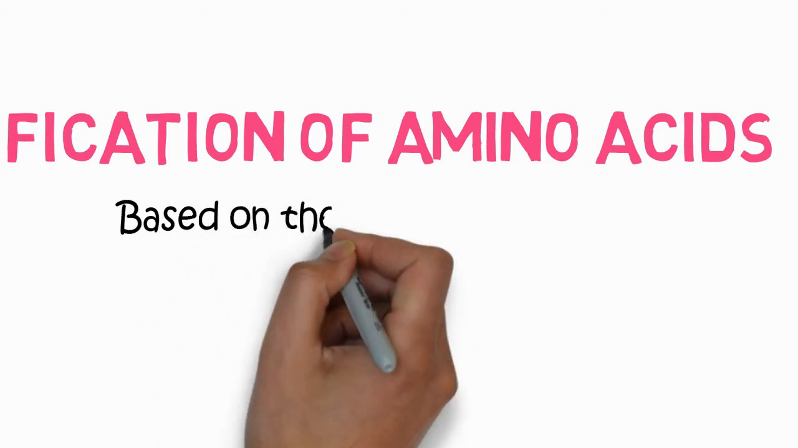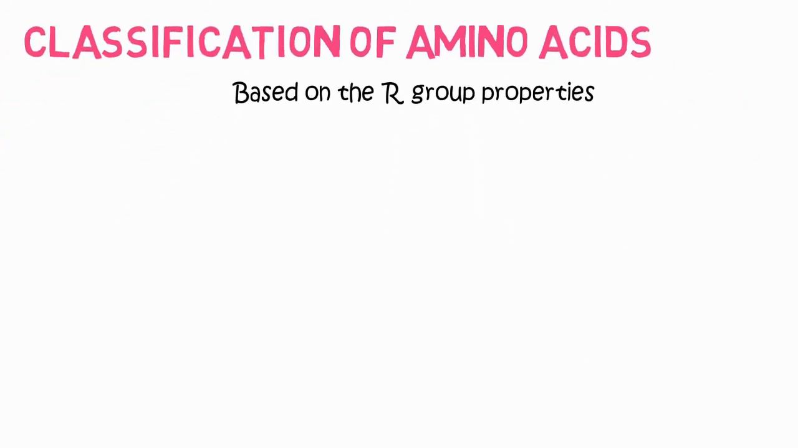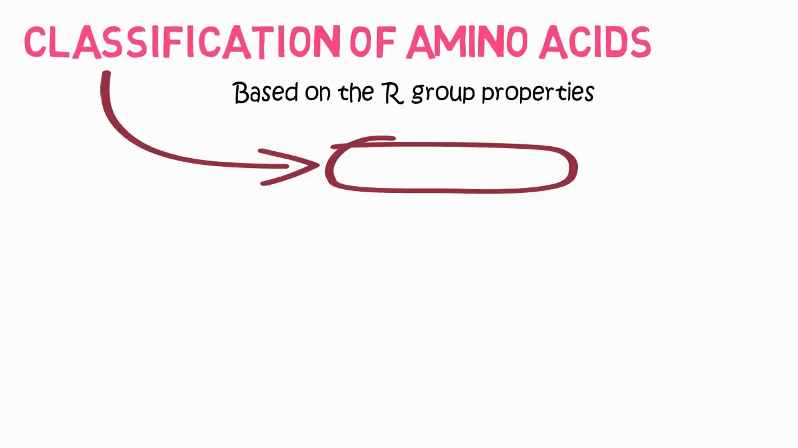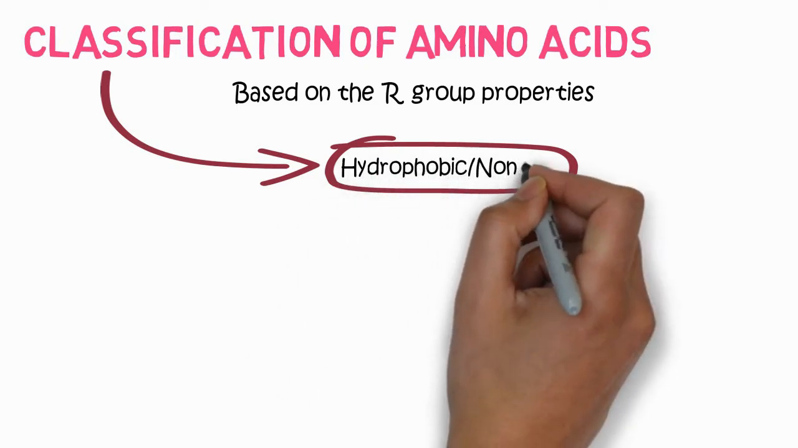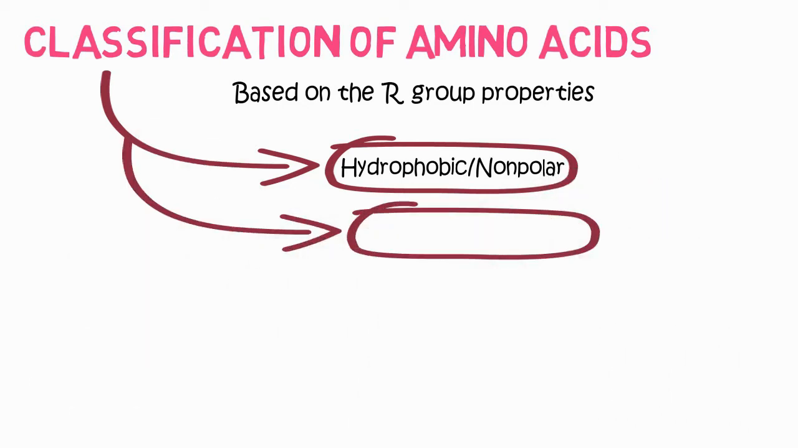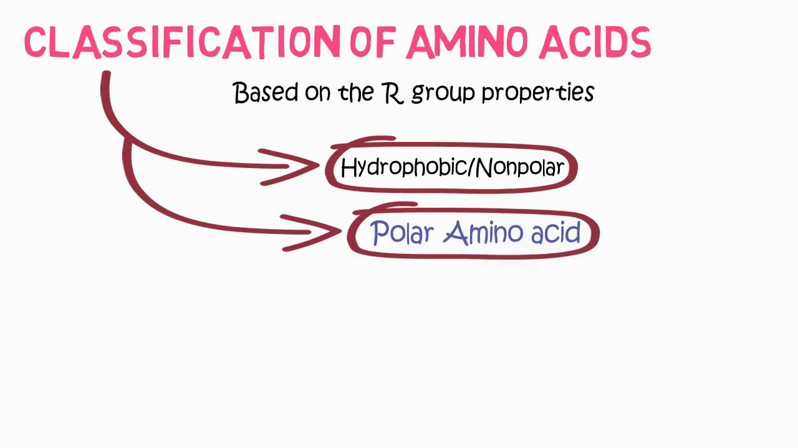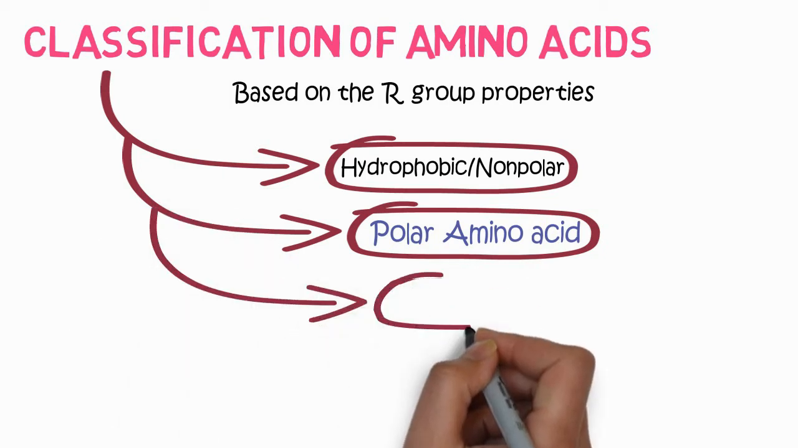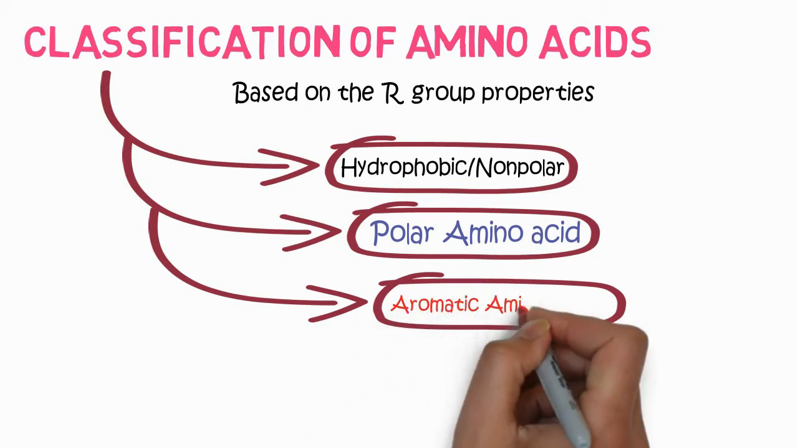Classification of amino acids. It is important to know that amino acids are classified based on the R group properties. The first class of amino acids is hydrophobic or non-polar amino acids. The second class is known as polar amino acids. The third class is known as aromatic amino acids.